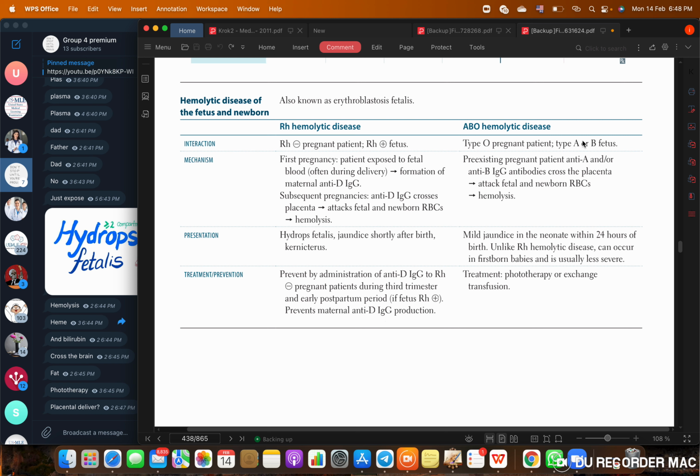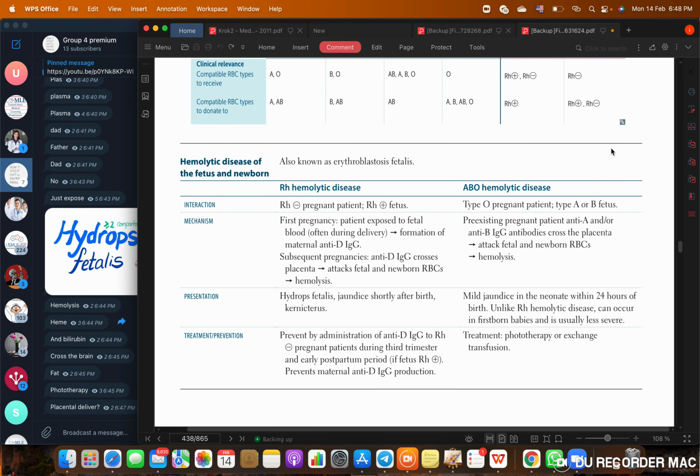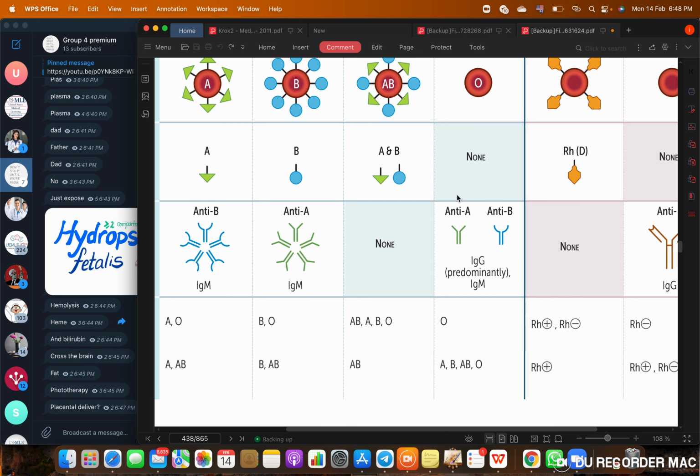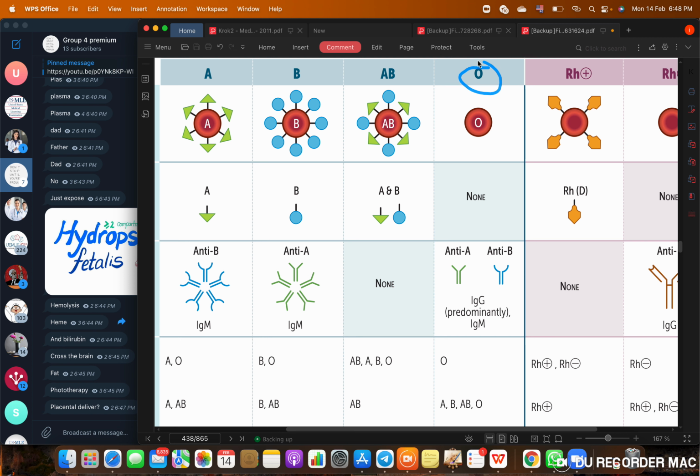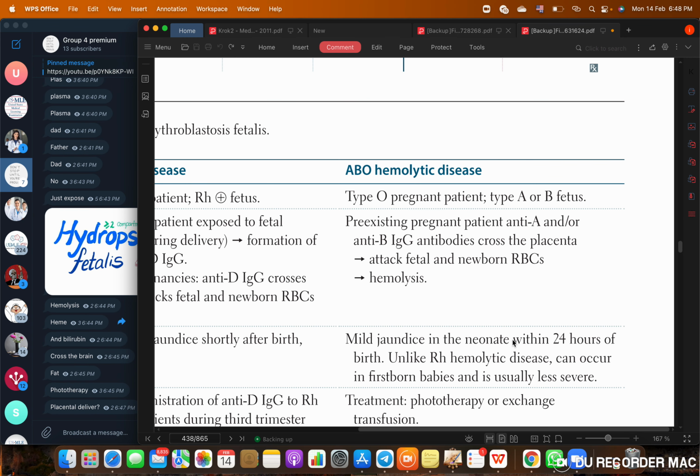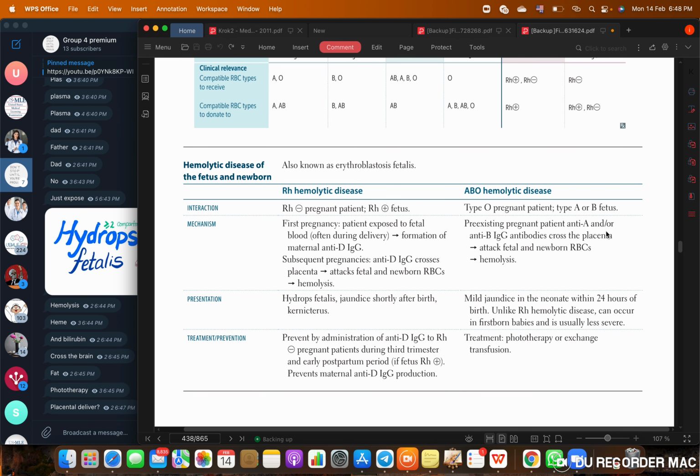Okay, the ABO hemolytic diseases. If the mother is blood type O and the fetus is blood type A or B, you're like, wait a second, why is this even a problem? Well, the reason is that blood group O has IgGs and IgMs. The IgMs are no problemo, but the IgGs can cross the placenta. So we have a pre-existing pregnant patient with anti-A or anti-B IgG antibodies that can cross the placenta. If they cross the placenta, they can attack the fetus's and newborn's RBCs, leading to hemolysis.